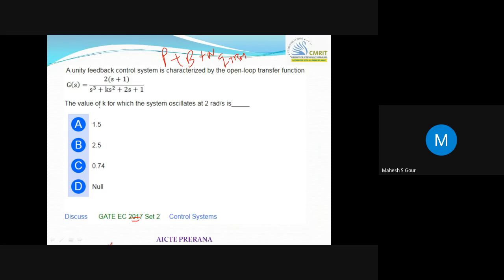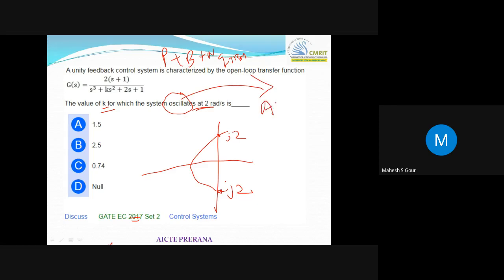Okay. So now you need to find, a unity feedback open loop transfer function is given. You need to find the value of k for which the system oscillates at 2 radians per second. What does oscillate mean? Oscillate means your roots are at j2 and -j2. Oscillations will come from your auxiliary equation. Where is your auxiliary equation? When the row below becomes equal to 0.